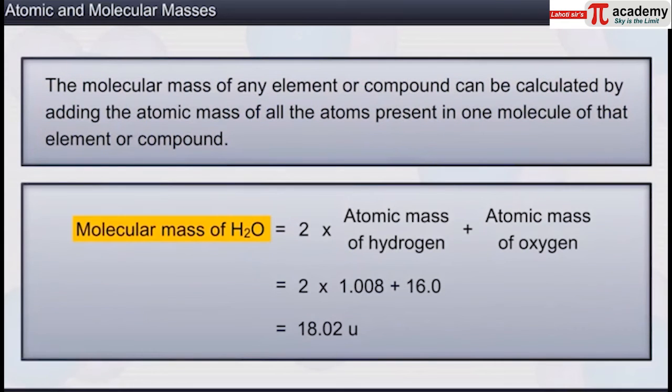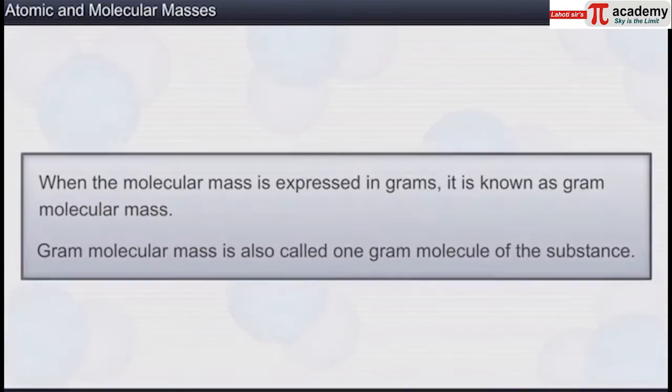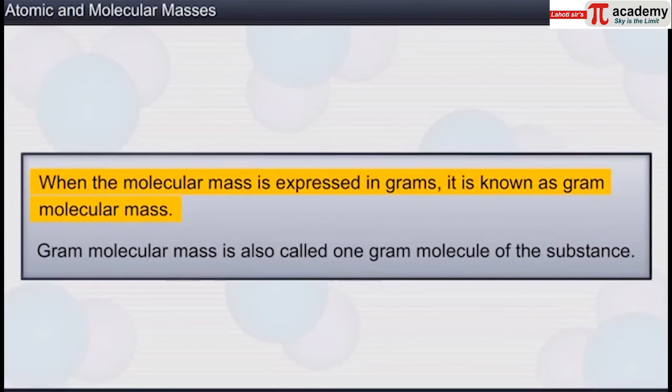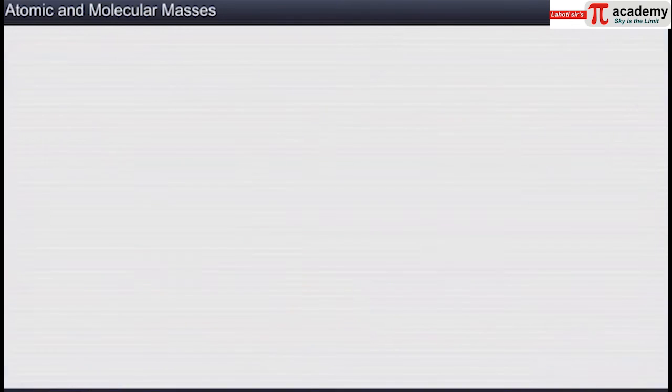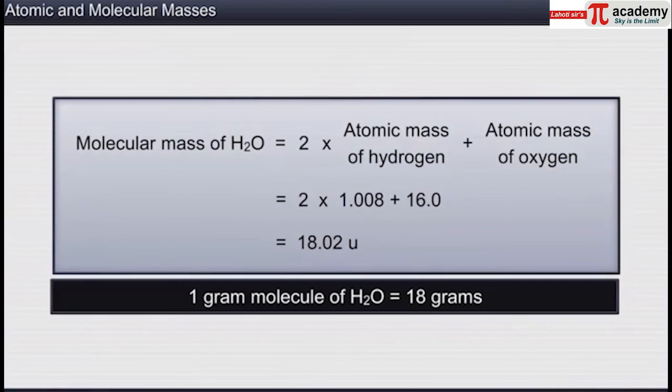For example, the molecular mass of water will be the atomic mass of 2 atoms of hydrogen plus the atomic mass of 1 atom of oxygen, which is 18.02 u. When the molecular mass is expressed in grams, it is known as gram molecular mass. Gram molecular mass is also called 1 gram molecule of the substance. For example, 1 gram molecule of water is 18 grams.